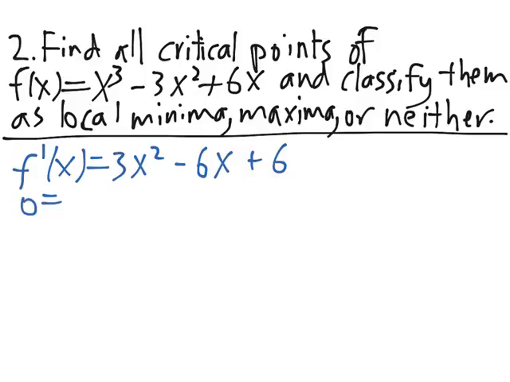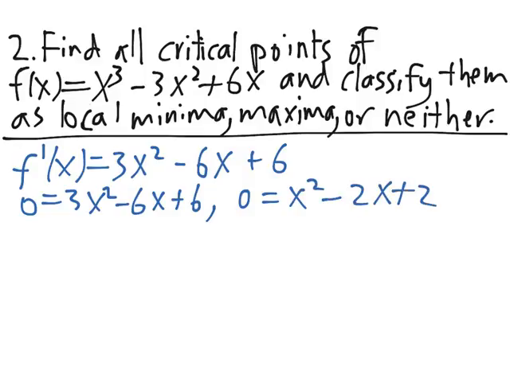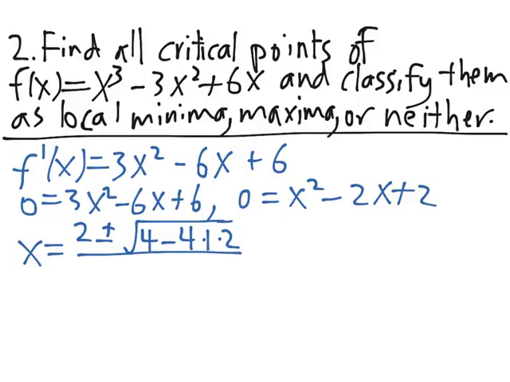If 0 is equal to 3x squared minus 6x plus 6, then 0 is equal to x squared minus 2x plus 2 by dividing everything by 3. So using the quadratic formula, we should have x equals minus negative 2, which is 2, plus or minus the square root of negative 2 squared minus 4 times 1 times 2, all divided by 2. And this is equal to 2 plus or minus the square root of minus 4 over 2.